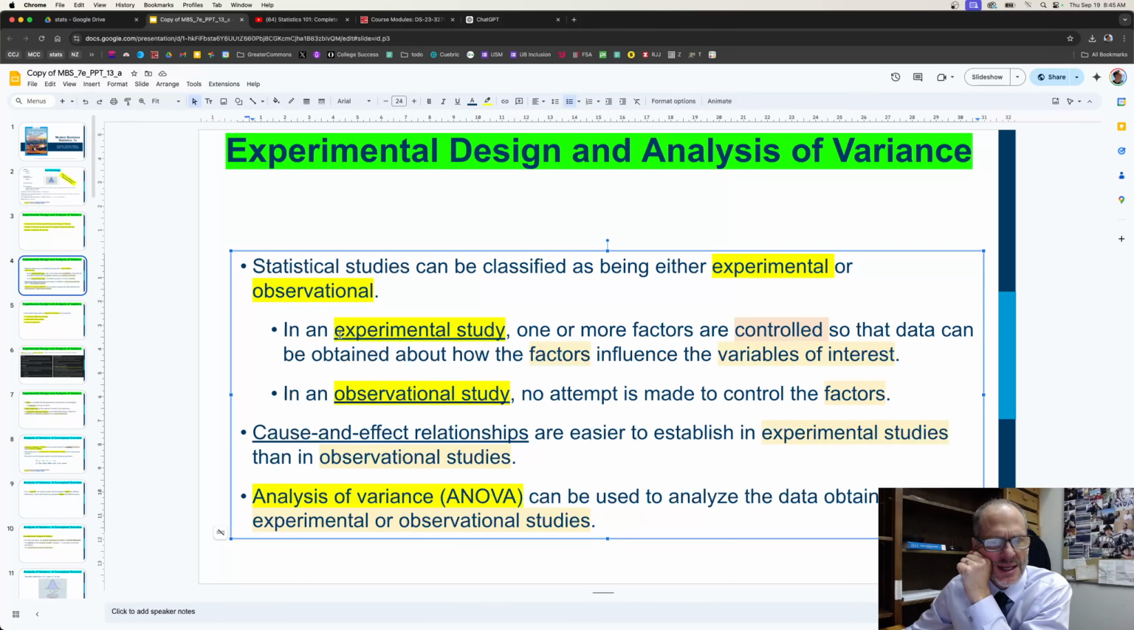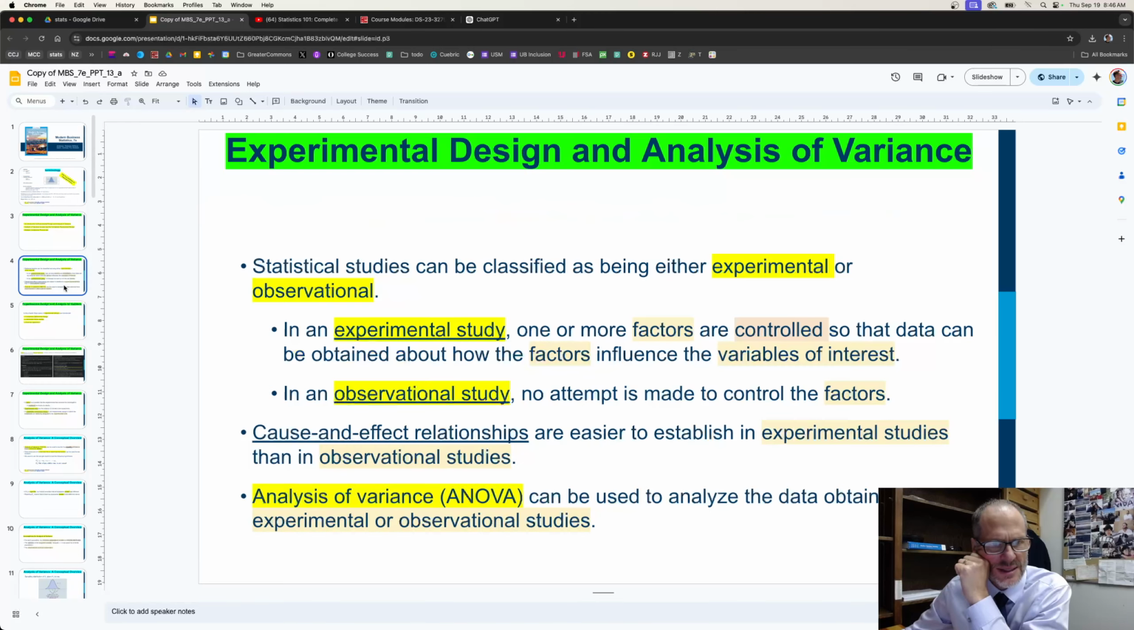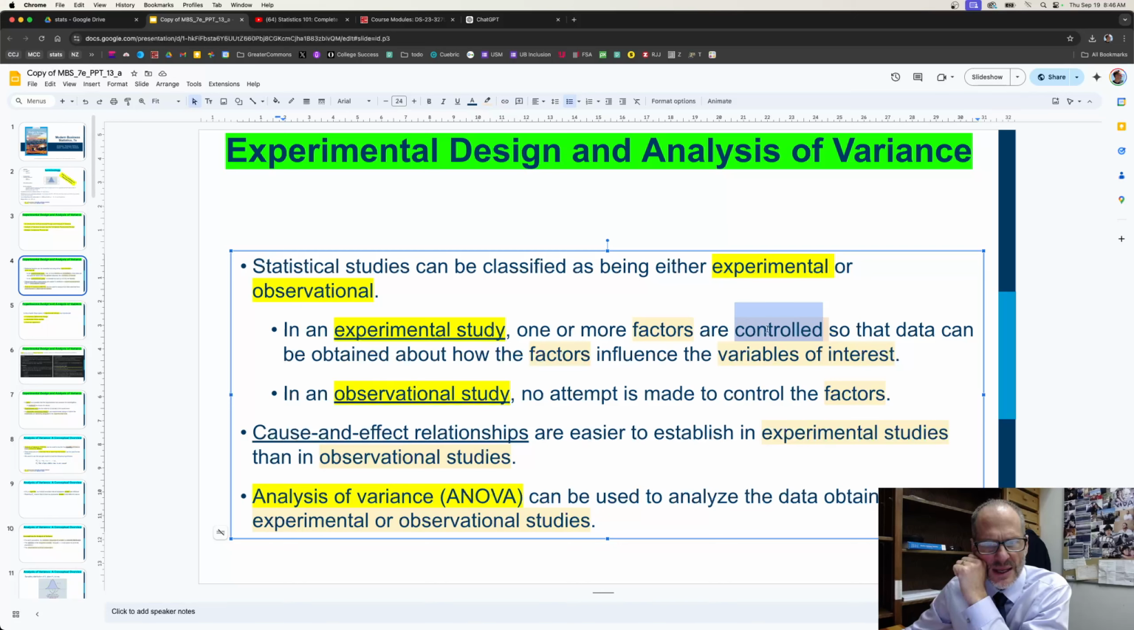In an experimental study, 1 or more factors are controlled so that data can be obtained about how the factors influence the variables of interest. And so here we have this word factors, and we're going to learn in just a minute more about that word factors. If you want to jump up ahead, you can pause the video, you could read through that, but we'll get to that in just a second. So an experimental study is really about controlling something so that data can be obtained about how factors influence the variable of interest, okay? And I guess to understand that, let's just go ahead and look at the definitions together.